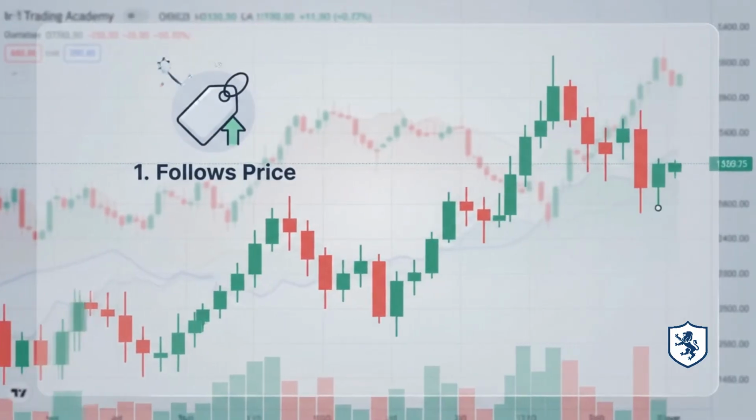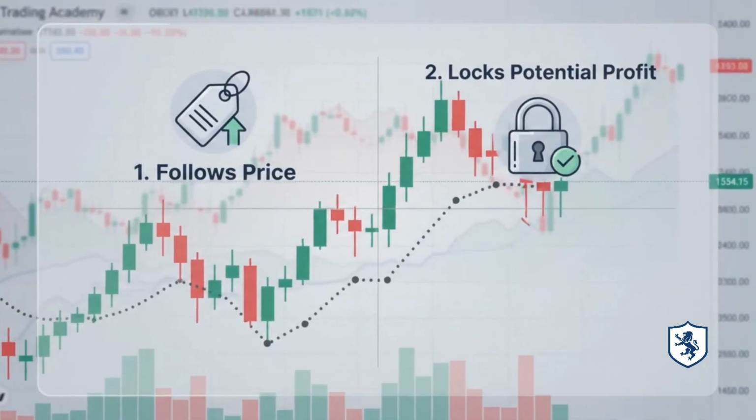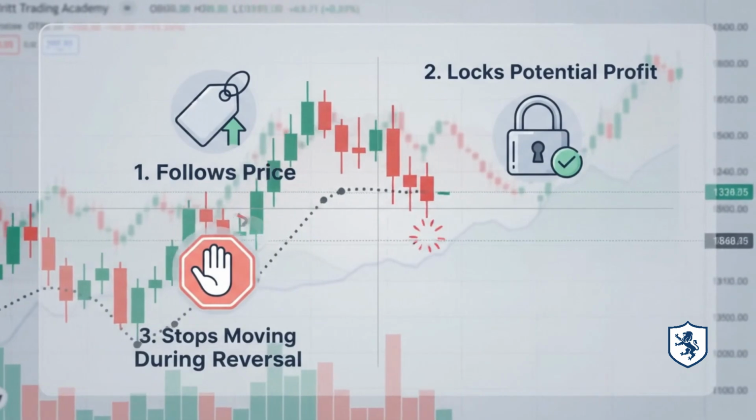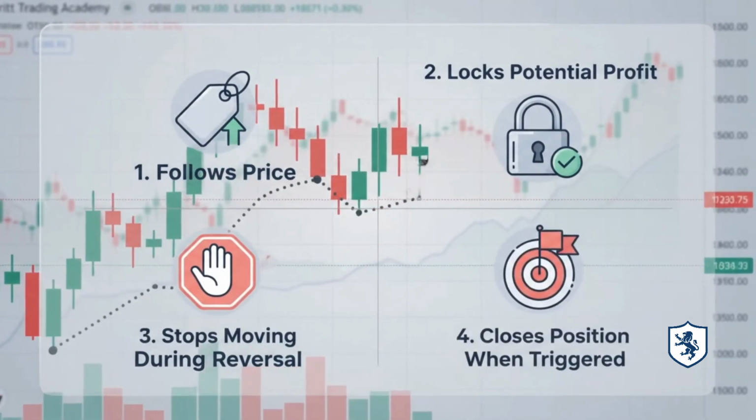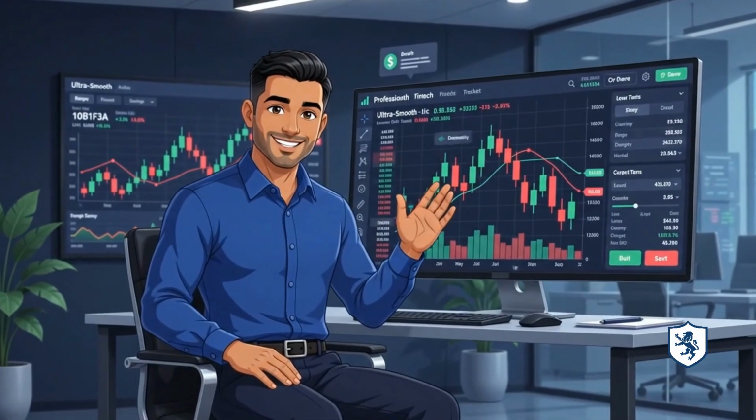A trailing stop follows profitable price movement, stays fixed during a reversal, and can close the position when the stop level is reached.